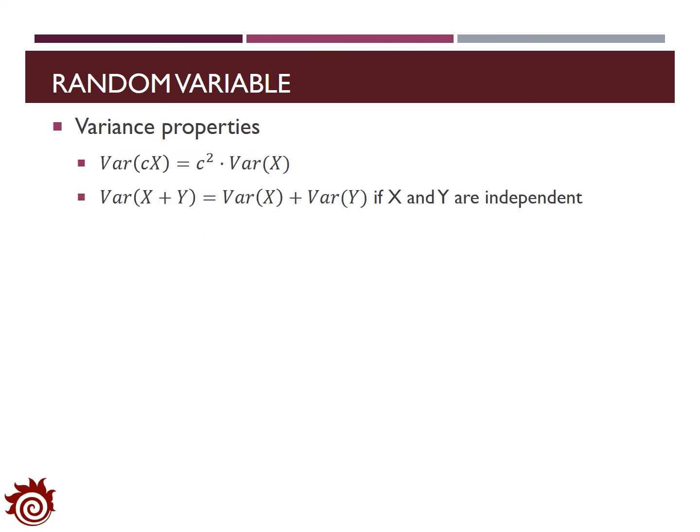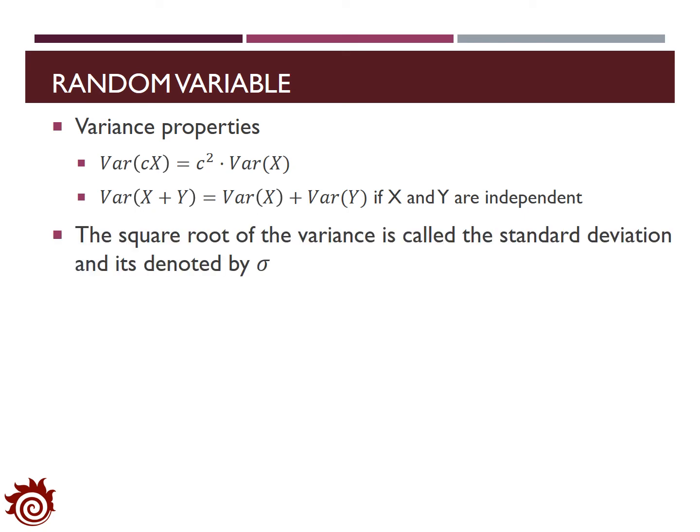Also, there are some features of the variance. First, for the variable c times capital X, if little c is a constant term, then the variance of this term equals c squared times the variance of X. Second, for the sum of two random variables X plus Y, if X and Y are independent, then the variance of X plus Y equals variance of X plus variance of Y. Additionally, the square root of the variance is usually called the standard deviation and is denoted as sigma.